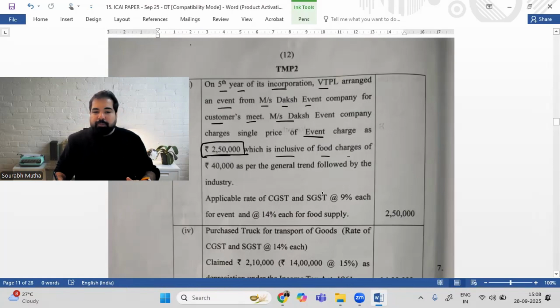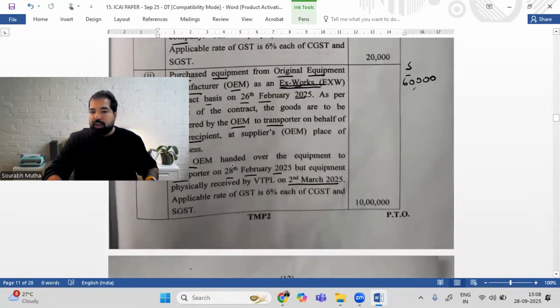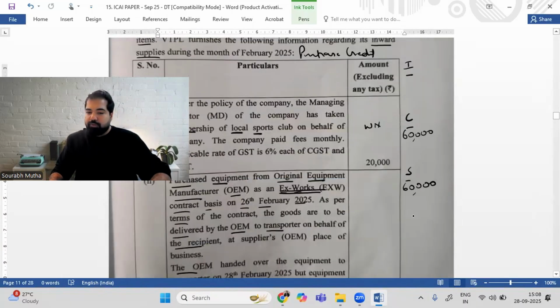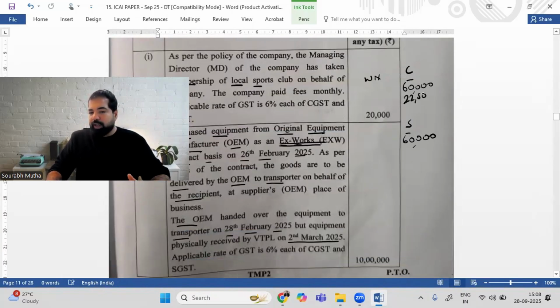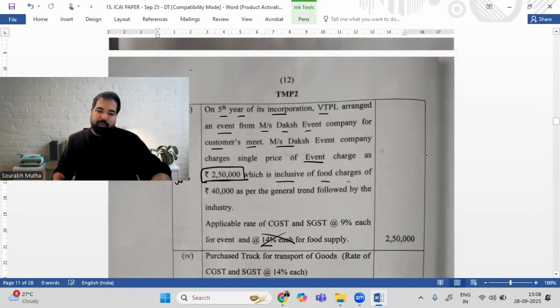Yes. So first up, it will not be 14% because this is not a single supply, this is a composite supply. You'll have to write a working note that this is a composite supply as per Section 8 because it is naturally bundled and the principal supply is the event. And on that 2,50,000, it will be 9% each. So 2,50,000 into 9% each, 22,500 credit here and 22,500 credit here. Both of them you will get credit. Don't miss out on the concept of composite supply. Read it if you want, and this is how you will answer.